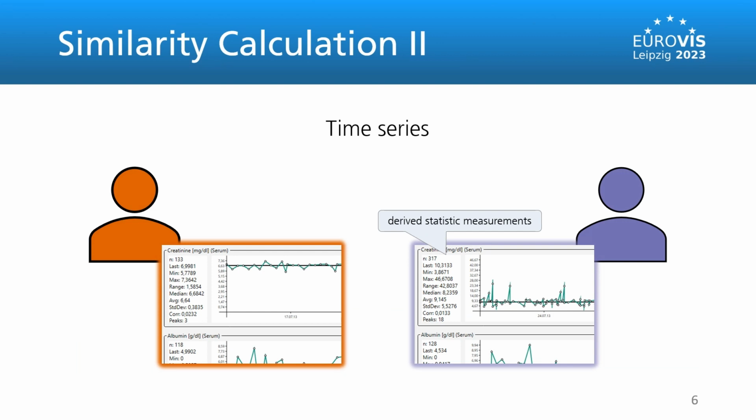The distance between two patients according to their time series is defined as a weighted sum of a similarity function. The weight for a time series can be set interactively via the databases panel. The similarity function takes several derived statistic measurements of the underlying time series into consideration. These measurements are the quantity, the last value, all quartiles, the range of the time series, the average and standard deviation, the correlation, and the number of peaks.